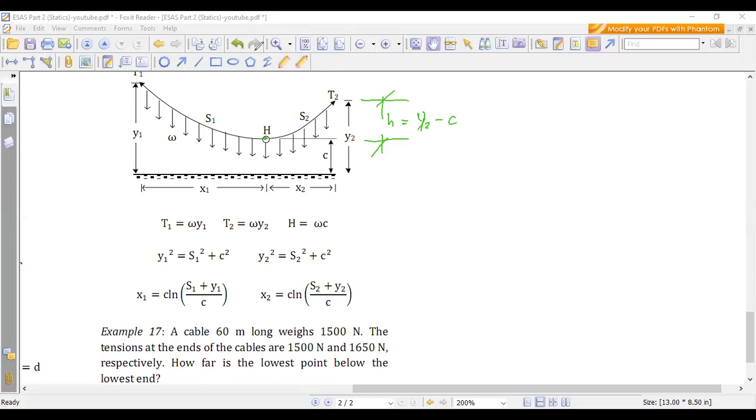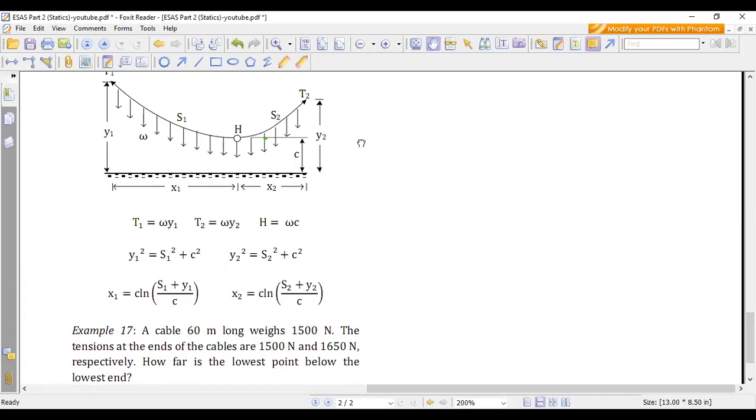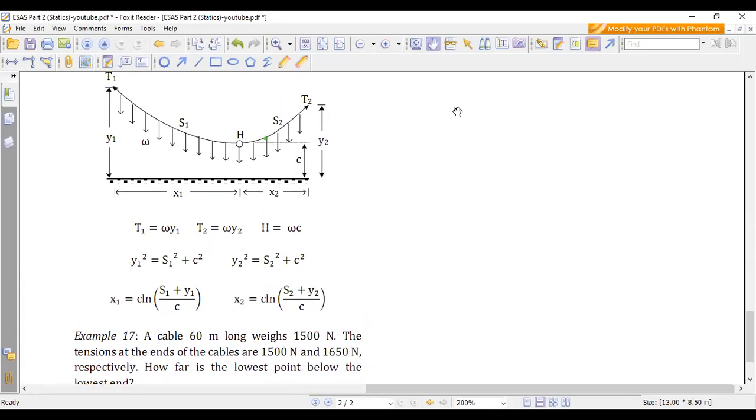So how are we going to calculate this one? So we'll just use this empty portion here. In order for us to look directly at the formulas.